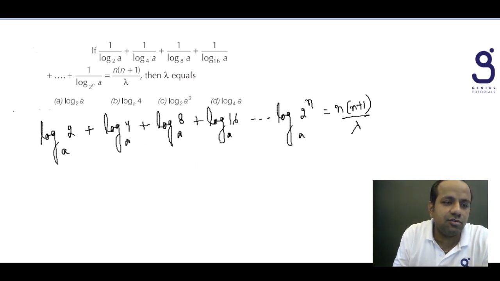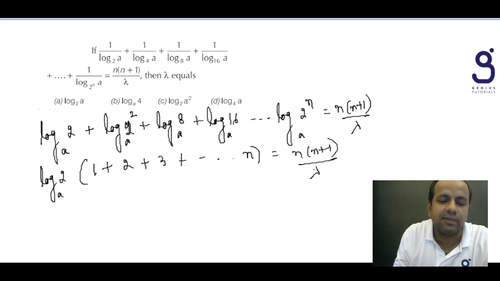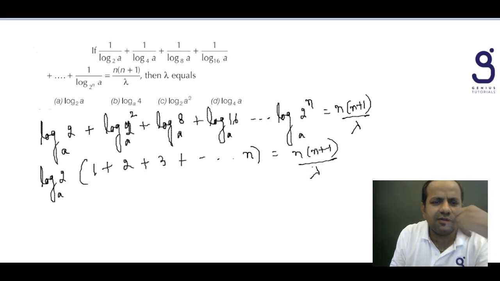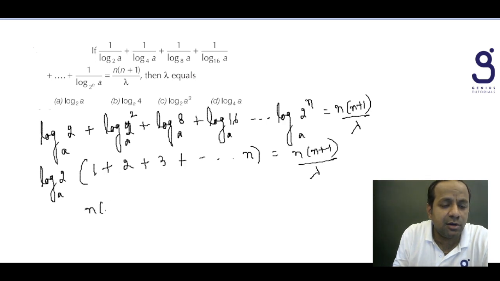Now this is 2 to the power 1, 2 to the power 2, 2 to the power 3. You can write it as log 2 base a. If I take this common, this will be 1, this will be 2, this will be 3. You know, because 4 can be written as 2 square. So you can bring this power so on up to, and it will be n. This is equal to n into n plus 1 upon lambda. We know the value of this expression, sum of 1 to n. This is n into n plus 1 divided by 2.